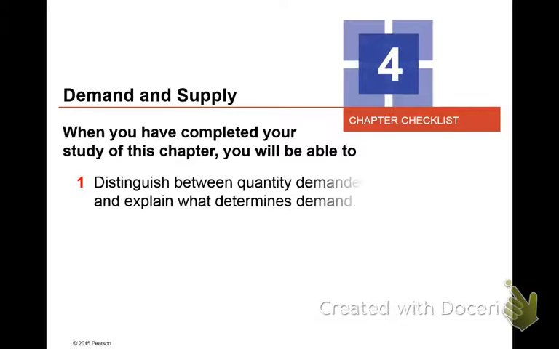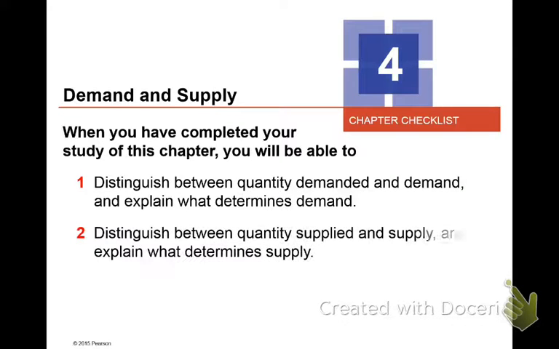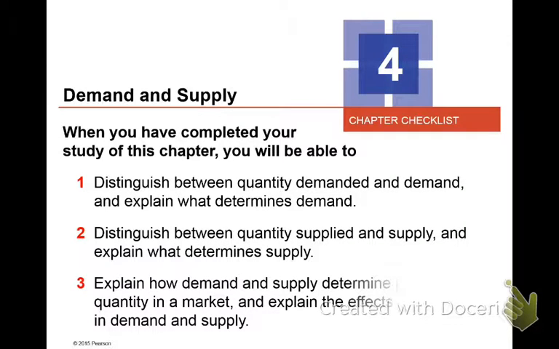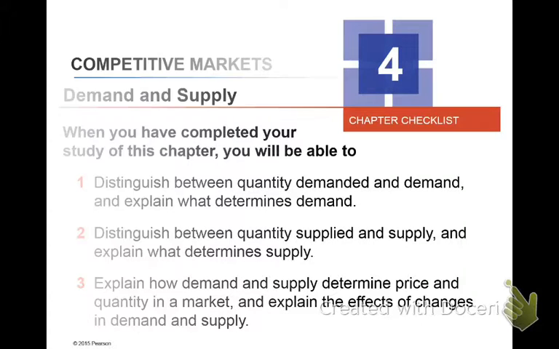After we finish this chapter, we will be able to distinguish between quantity demanded and demand, explain the basic determinants of demand, distinguish between quantity supplied and supply, explain what determines the supply, then explain how demand and supply determine price and quantity in a market, and explain the effect of changes in demand and supply. So three very important things.